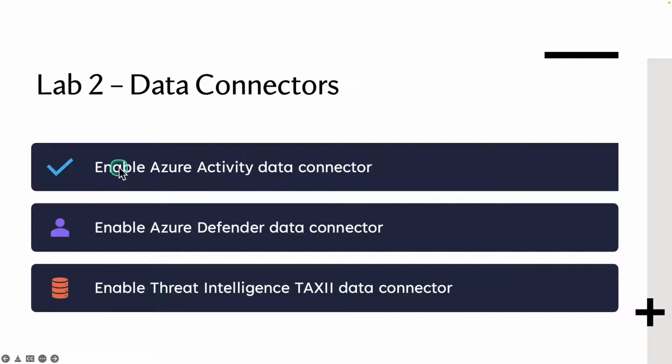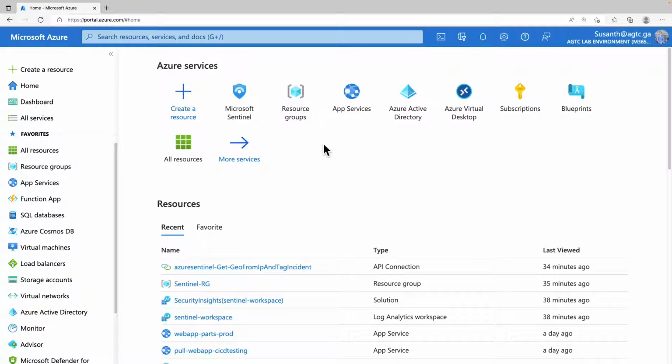Now that we have enabled both Azure Activity and Azure Defender, which is Microsoft Defender, the last exercise on this lab 2 is to enable Threat Intelligence TAXII Data Connector. So let's go and do that. In this exercise, I'm going to show you how to enable the Threat Intelligence TAXII Data Connector. This connector allows you to send threat indicators from TAXII servers to Microsoft Sentinel. And these threat indicators can include IP addresses, domains, URLs, and file hashes.